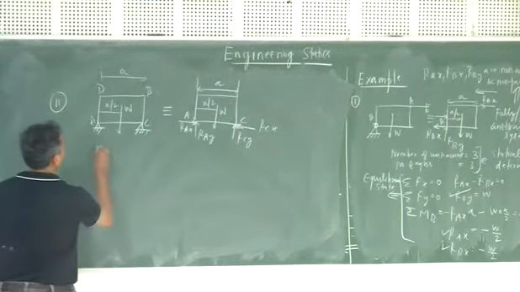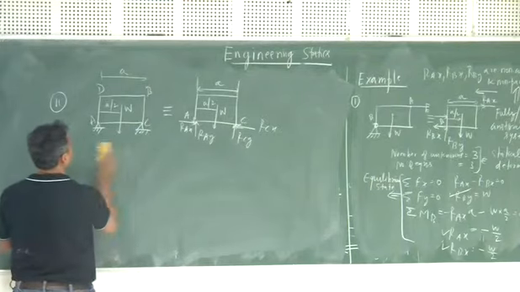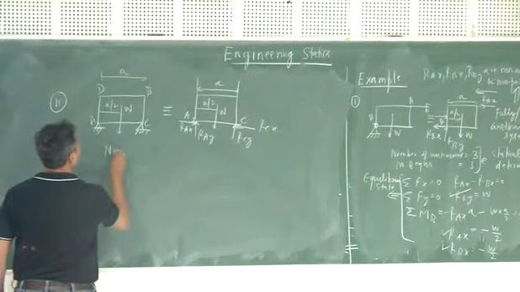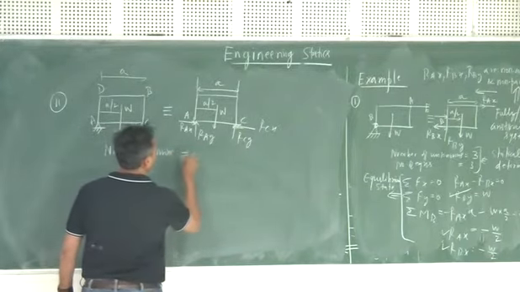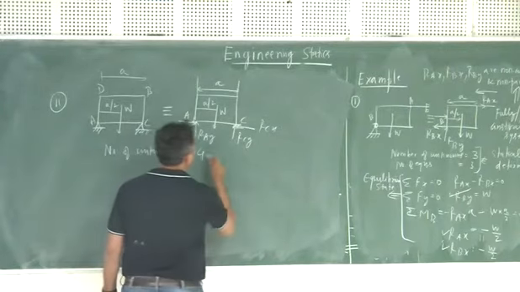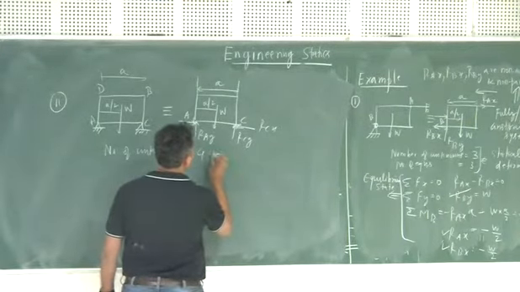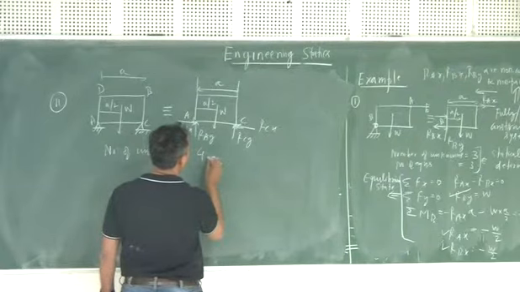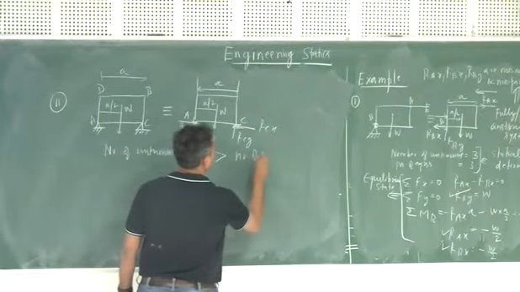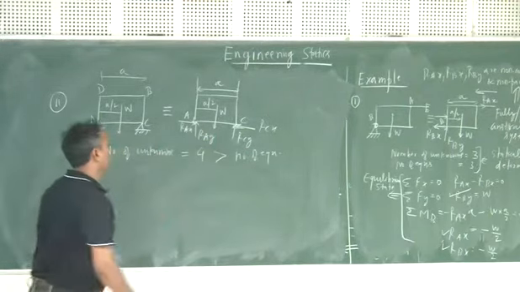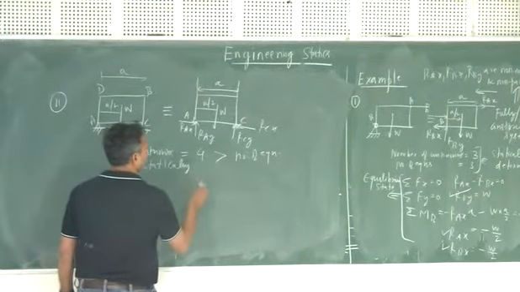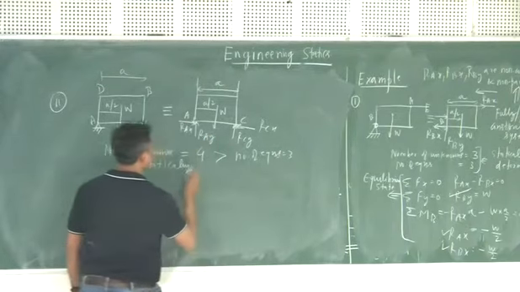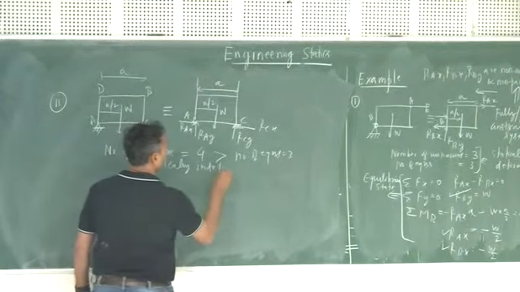Now when you write, so first of all, how many unknowns are there? Number of unknowns are equal to 4. That number of unknowns are 4. That this is greater than number of equations. So straight away you can say that this is statically indeterminate.